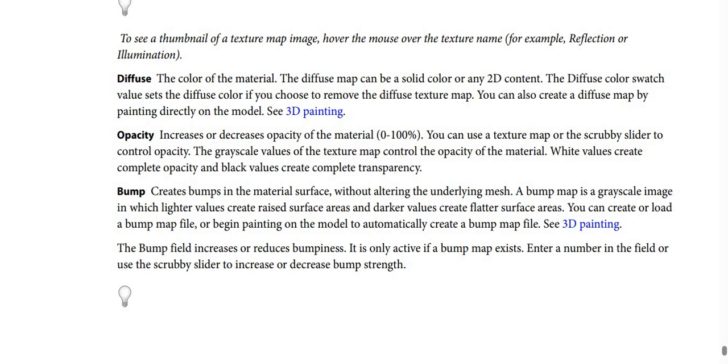We have options here. The first option, diffuse. What about diffuse? Diffuse means the color of the material. The diffuse map can be a solid color or any 2D content. The diffuse color swatch sets the diffuse color if you choose to remove the diffuse texture map. You can also create a diffuse map by painting directly on the model.